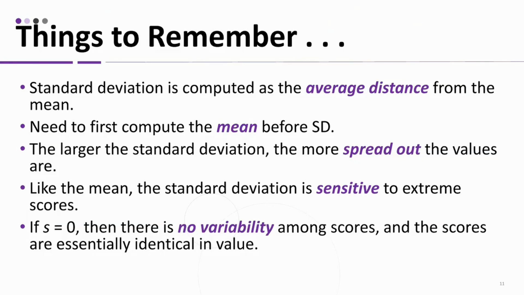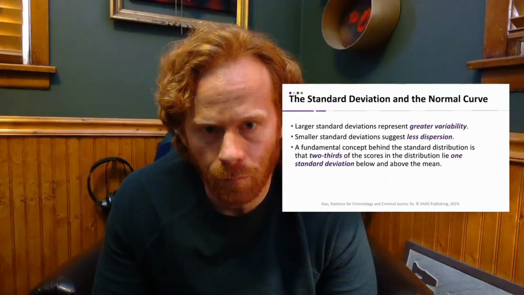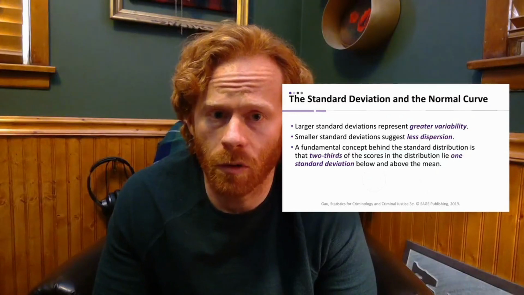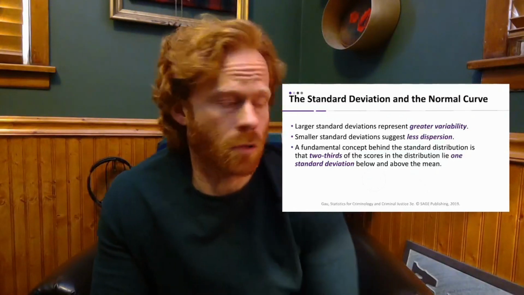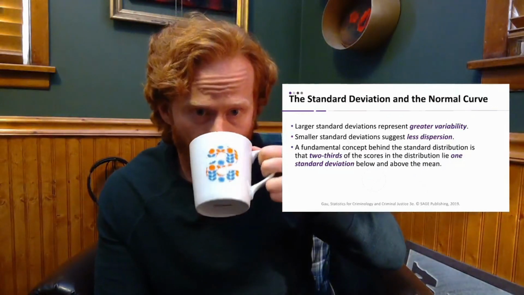And as I referenced before in terms of the range, the standard deviation is also sensitive to extreme scores or outliers. As I said, the larger the standard deviation, the greater the variability. A smaller standard deviation means there's less dispersion or variability.